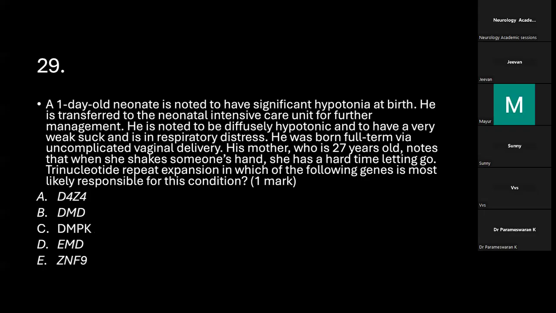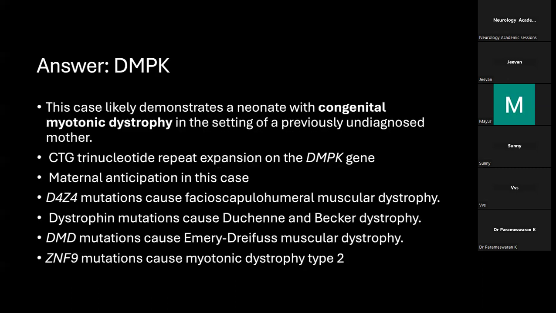Question number 29. A 1-day-old infant was found to have significant hypotonia and required intubation. The mother now gives a history of difficulty unclenching her hand. So the likely diagnosis must be myotonic dystrophy, and the DMPK gene, DMPK repeat nucleotide expansion, is the causative expansion, and maternal anticipation is evident in this case.